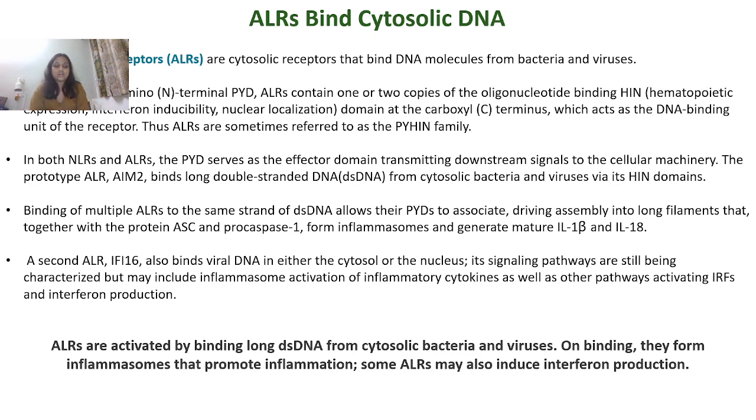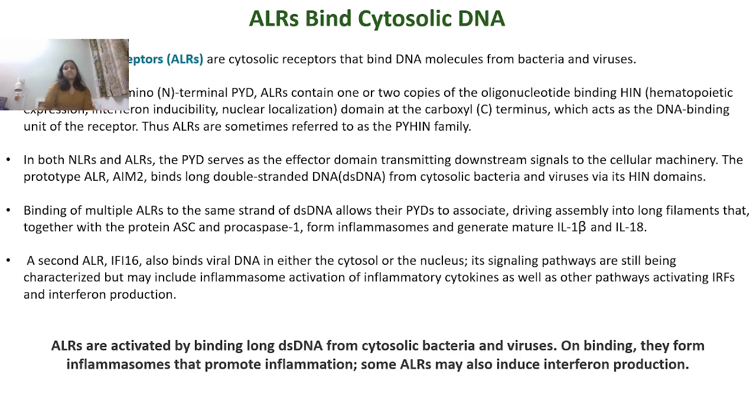So there are two types, AIM2 and IFI16. These are two different types of ALRs having different domains, and they can also form an inflammasome and generate mature IL-1 beta and IL-18. Mainly these are activated by binding long double-stranded DNA from cytosolic bacteria and viruses. On binding, they form inflammasomes that promote inflammation, and some can also induce interferon production. So as you can see, the downstream signaling is almost similar.